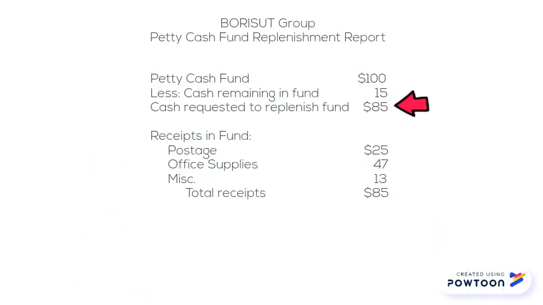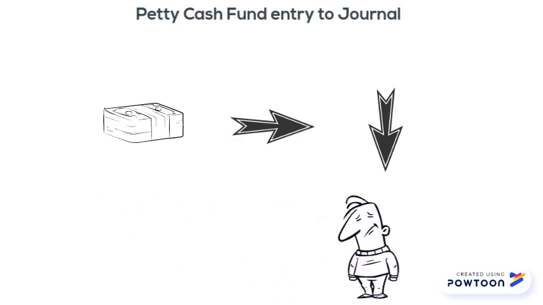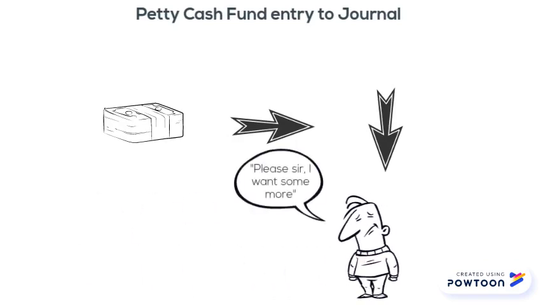Here we can see in the Petty Cash Fund Replenishment Report that the cash requested to replenish funds and total receipts were both $85. When is the petty cash entry made to the journal? Cash to replenish the petty cash fund is not requested as soon as the payment from the fund is made. Instead, cash is requested when the petty cash fund is low, and it is then that the responsible person, i.e. the petty cash custodian, requests for funds to be replenished.